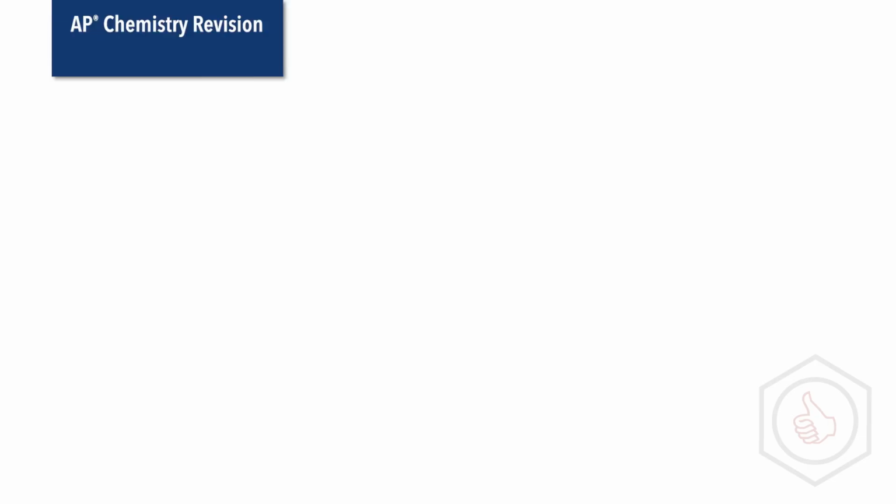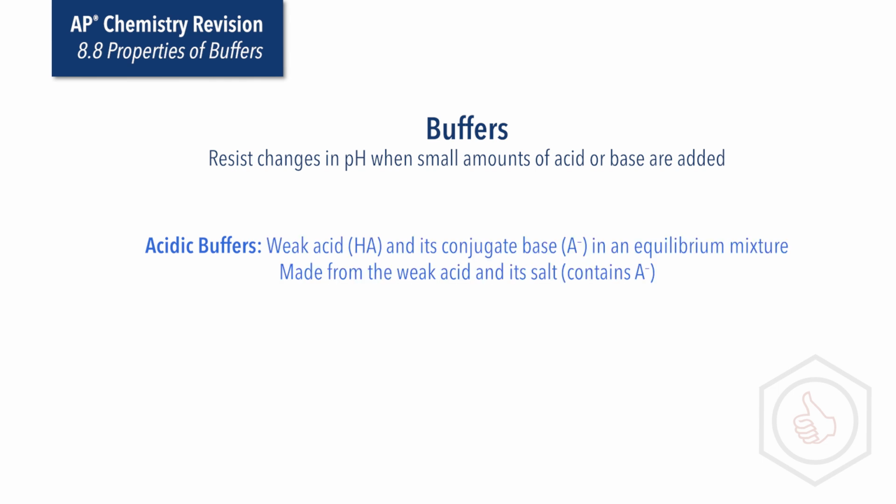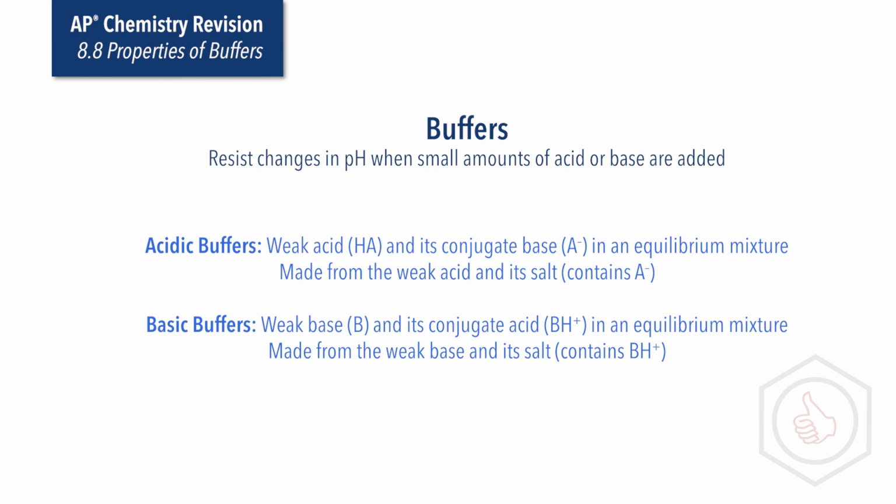Hello, so this is a revision video for AP Chemistry 8.8, Properties of Buffers. As seen in Chapter 8.4, a buffer is a solution that resists changes in pH when small amounts of acid or base are added. Acidic buffers work by having both a weak acid and its conjugate base in an equilibrium system. Basic buffers work by having a weak base and its conjugate acid also in an equilibrium system.